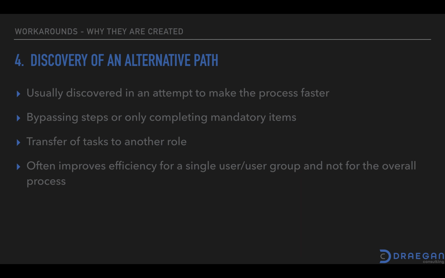Sometimes with the discovery of an alternate path, one of the things that happens is a group of end users or a particular role discovers that they can transfer the task over to someone else. So it's not that they're actually changing the activities that need to be done in the system. It's that the individual who is tasked with or who was designed to be completing the steps isn't the person who's actually doing it because they've offloaded it. So this is also a workaround.